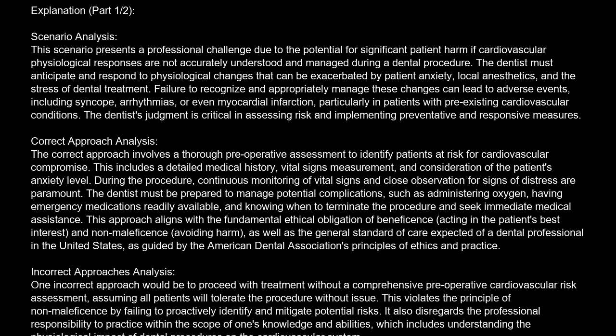Incorrect approaches analysis. One incorrect approach would be to proceed with treatment without a comprehensive preoperative cardiovascular risk assessment, assuming all patients will tolerate the procedure without issue. This violates the principle of non-maleficence by failing to proactively identify and mitigate potential risks. It also disregards the professional responsibility to practice within the scope of one's knowledge and ability, which includes understanding the physiological impact of dental procedures on the cardiovascular system.